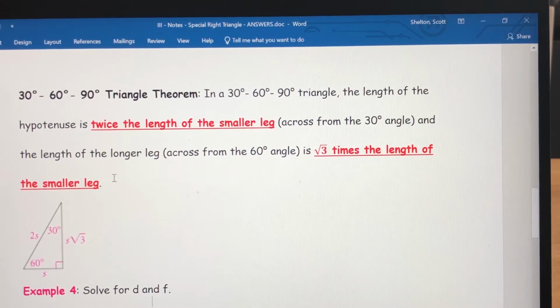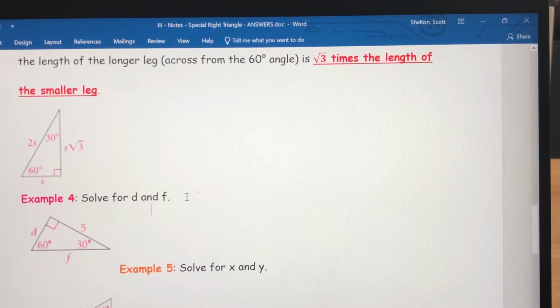So just thinking about what's been said here, everything's kind of based on this smaller leg, all right? The smaller leg is going to be opposite 30 degrees because that's the smallest angle. The other leg is going to be opposite 60 degrees, and then the longest side, or the hypotenuse, is going to be opposite the 90-degree angle, okay? So the moral of this story is, if you are not given the smaller leg, you're going to have to find that first, okay? So let's look down here at example 4.